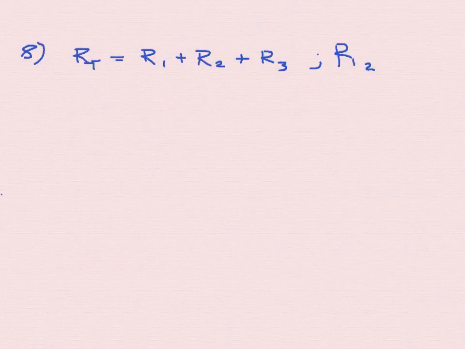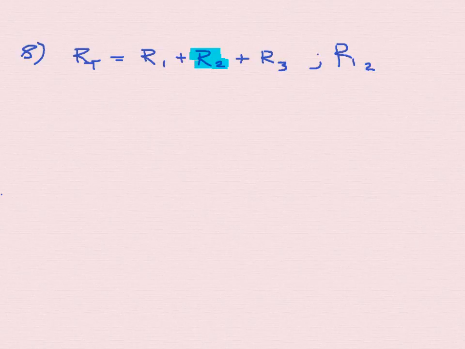Number 8. Notice this question has a bunch of R's, but it also has a bunch of subscripts telling you that the R's are all different. This is an example of an electrical formula where the total resistance is equal to the first resistor plus the second resistor plus the third resistor. These are all different kinds of R's.